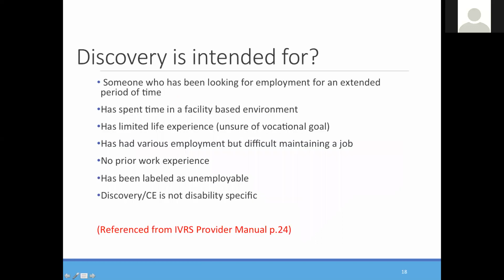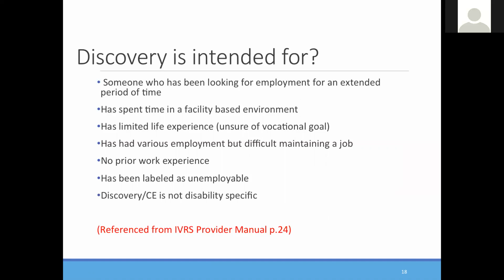So who is discovery intended for? This information is pulled directly from the Voc Rehab Provider Manual on page 24. Someone who's been looking for employment for an extended period of time. As a job developer, there had been individuals on my caseload for more than a year, right? That's a long time. But there was something I was missing as a job developer.